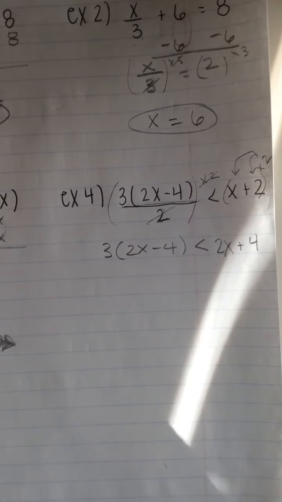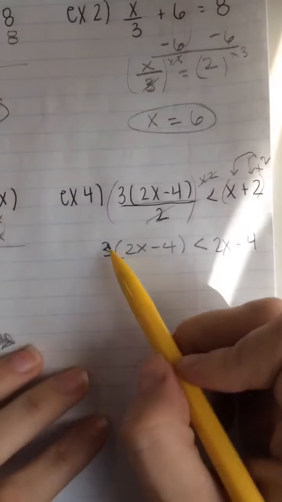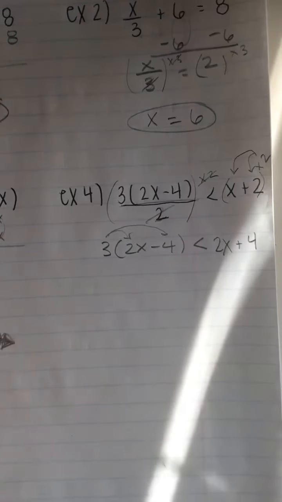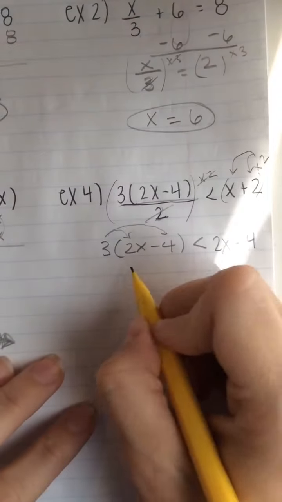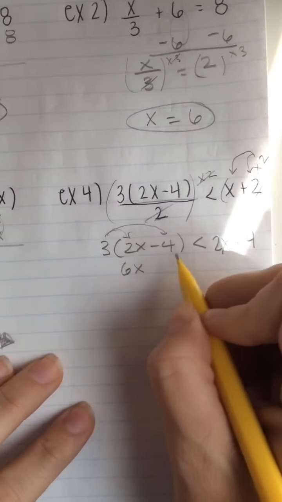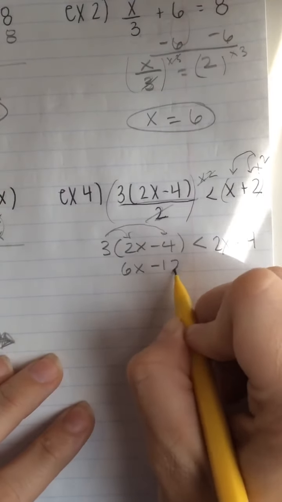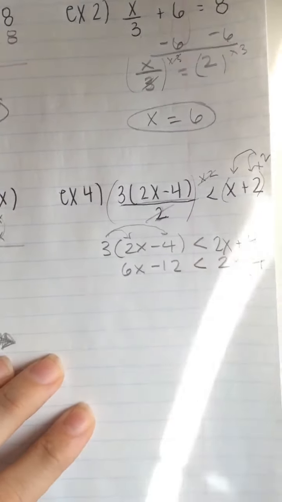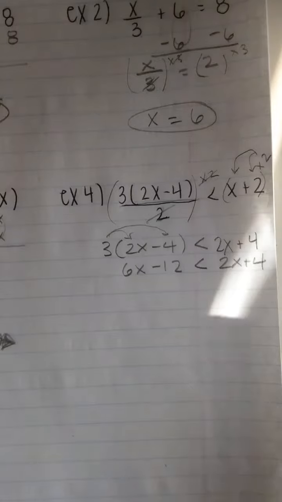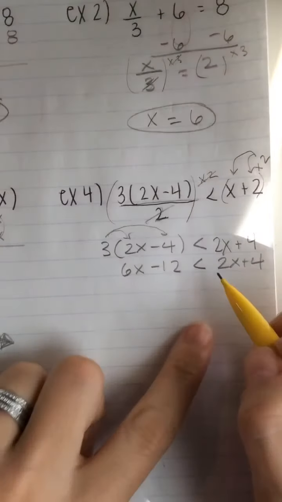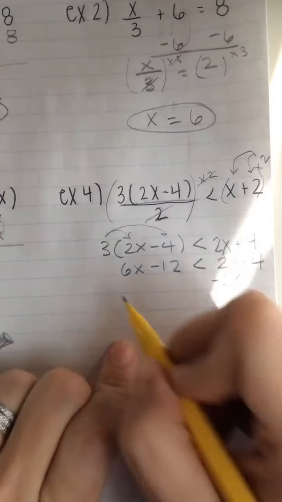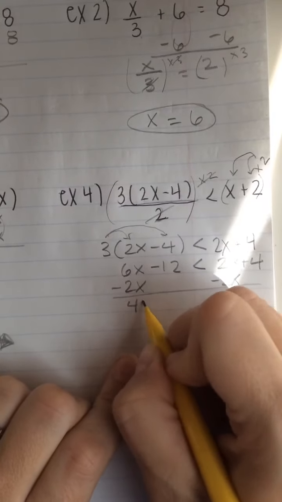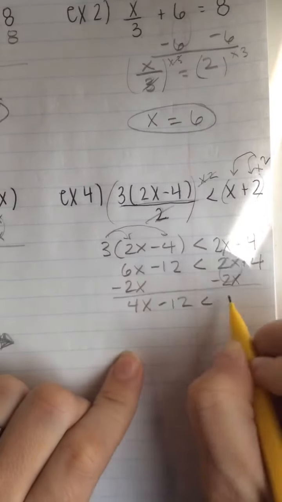Now it looks very similar to the one we just did. So we need to go ahead and distribute our 3 that's being multiplied. So 3 times 2x gives us a 6x. 3 times a negative 4 gives us a negative 12 is less than 2x plus 4. And then from there, we've got to get our x's on the same side. So I would subtract a 2x from both sides. So we get 4x minus 12 is less than 4.